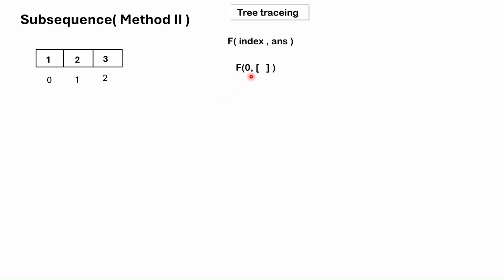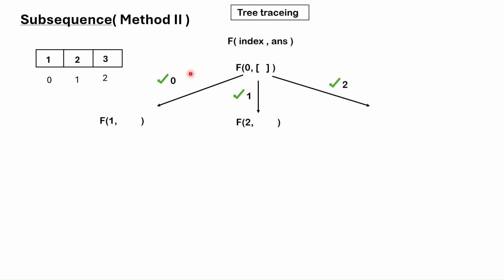So if I'm at the 0th index, I can either pick that 0th index and move to the first index, or I can pick the first index and move to the second index, or I can pick the second index and move to the third index. If I pick the 0th index, that is 1, I get 1. So firstly, this left subtree will be executed.